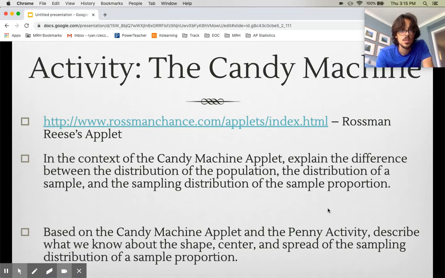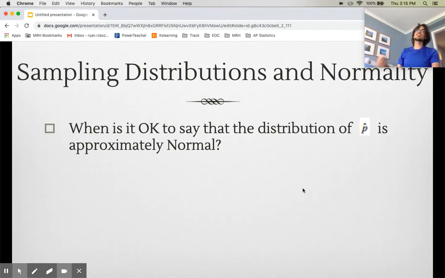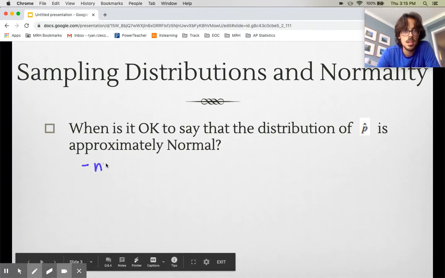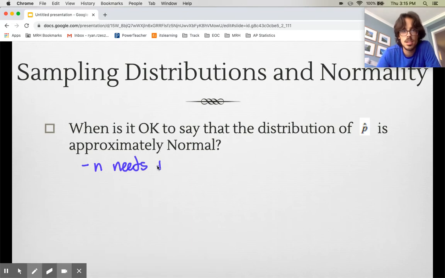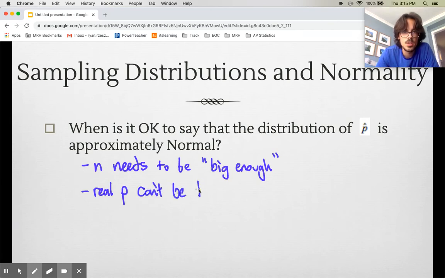So yeah, when is it okay to say that the distribution of p hats is approximately normal? N needs to be, remember little n is sample size, big enough. How big is big enough? We'll find out. But if your sample is too small, that's not going to work for us. The other thing is that real p can't be too close to 0 or 1. Those are the two things that stop us from having that nice normal distribution that we want to see.